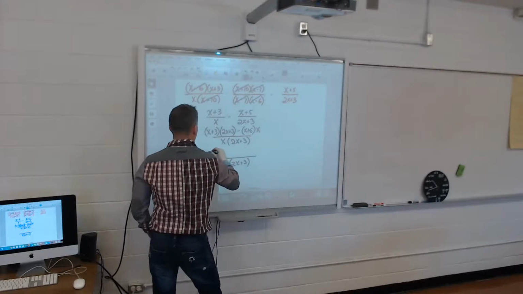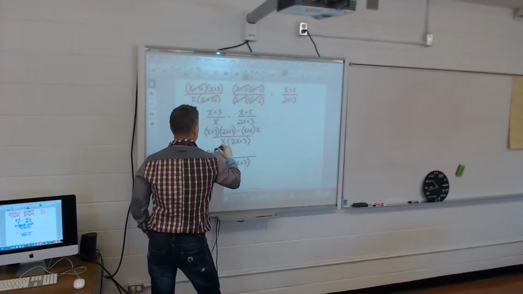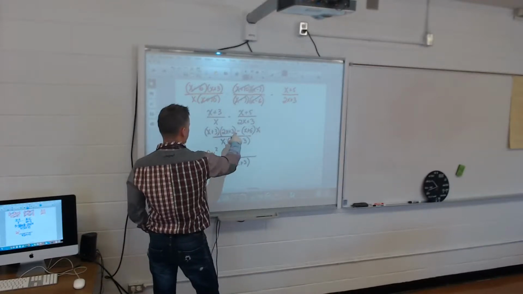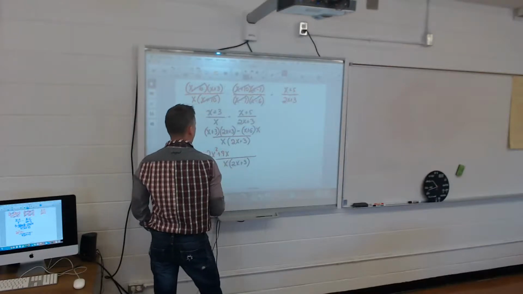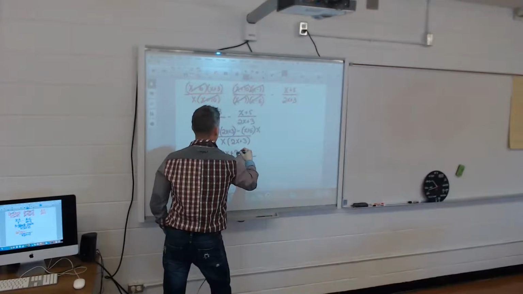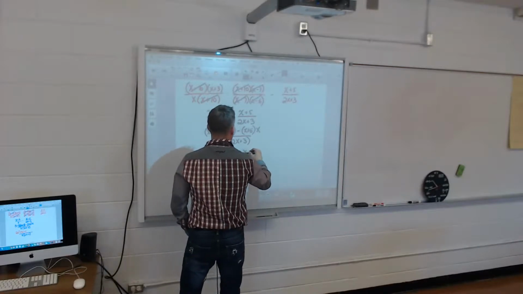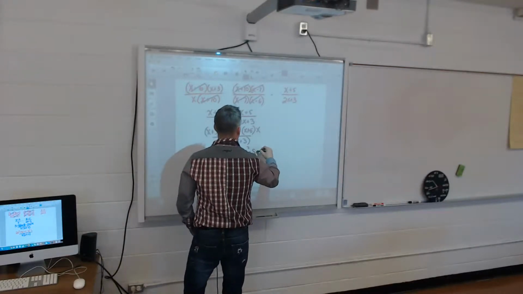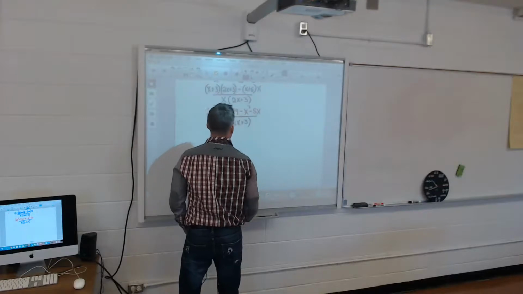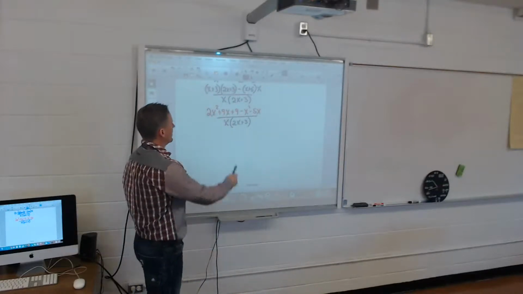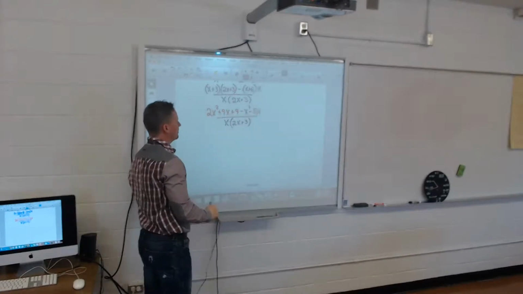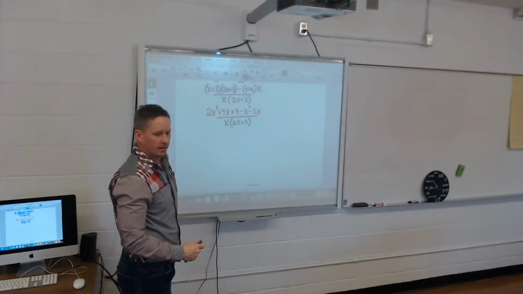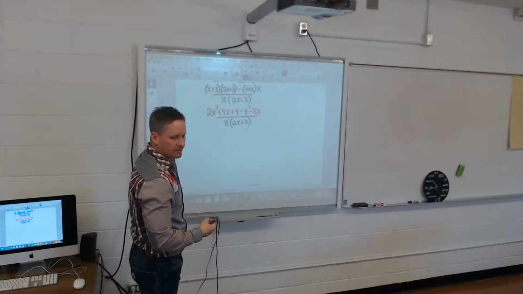I'm going to put it in a different color. So 2x squared. That's 3x, 6x makes 9x. Plus 9 minus x squared, subtract 5x. Okay, so what I've done is I FOILed this, and then I distributed my x through the brackets. Now I collect my like terms.